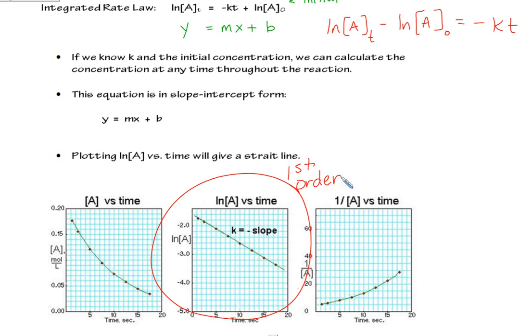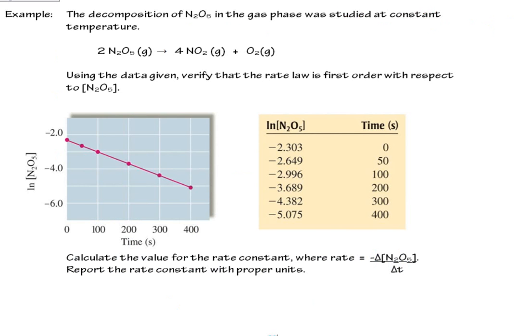And from that graph then, we can find the value of the constant. The constant is usually reported as a positive value. So again, if you have a straight line here and we find the slope, in this case it's a negative slope, we'll just take the opposite. And that should give us the value of the constant. Let's look at some data. Here's a good example. We've got the decomposition of N2O5. Excellent.